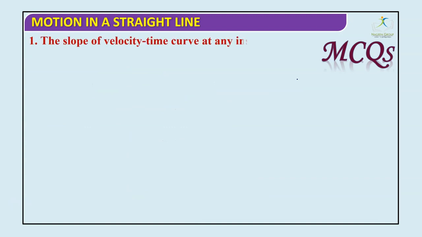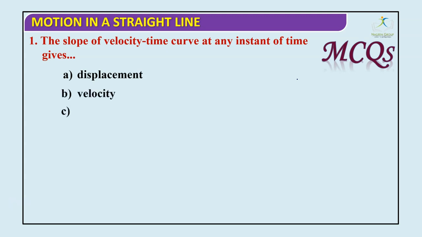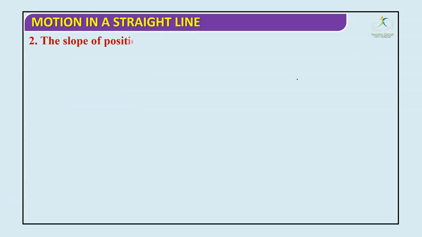Now let's move on to some multiple choice questions. The slope of the velocity-time curve at any instant of time gives displacement, velocity, acceleration, or retardation. The correct answer to this question is acceleration.